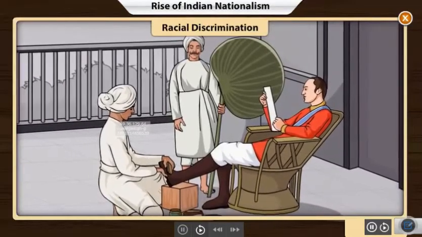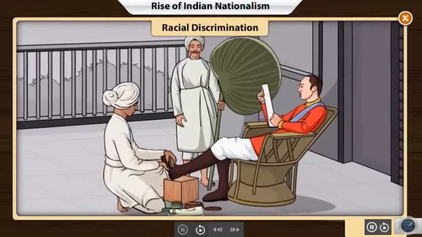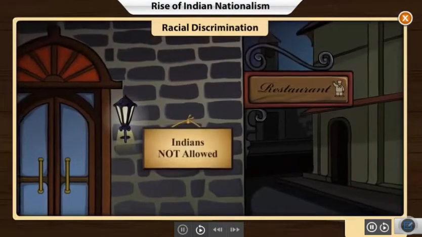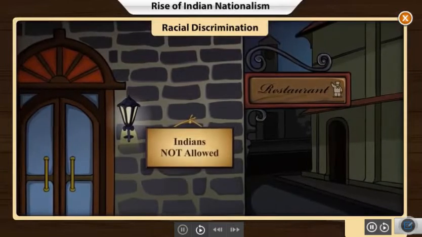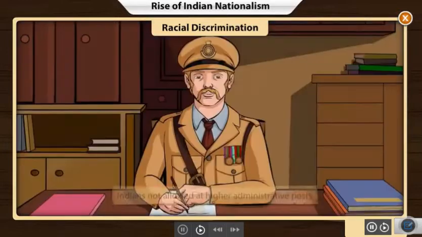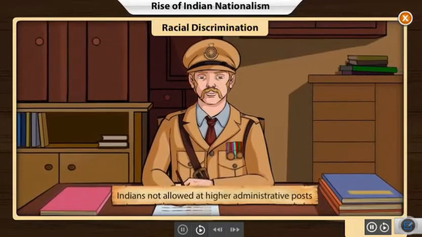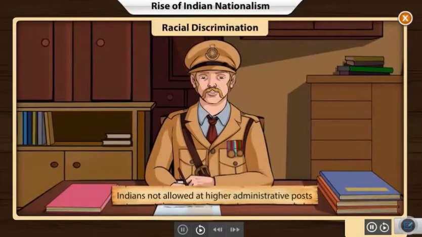The Indians were always looked down upon by the British and were never treated as equals. Indians were not allowed to enter parks, libraries, hospitals, clubs and railway coaches that were reserved for Englishmen and women. Indians were also not allowed to hold any higher administrative post in their own country.